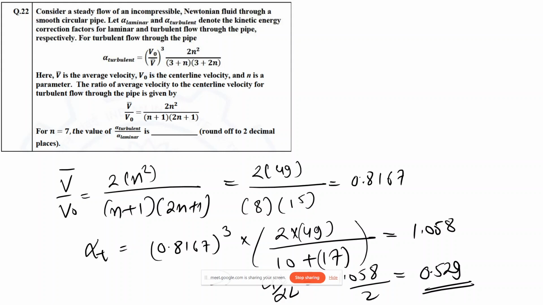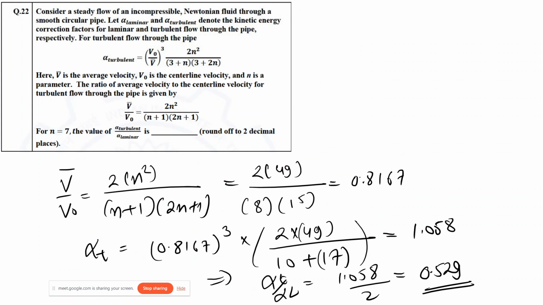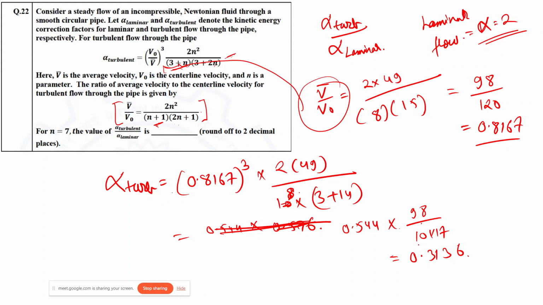Where are we making the mistake? So over here we have this value of point, so this we calculated as correct. Now this is 2 into 4. This comes around 0.3136, and for this ratio alpha turbulent upon alpha laminar, we can divide this by 2, and it will be 0.3136 divided by 2. The value comes around 0.1568. Alpha t upon alpha l is 0.1568.